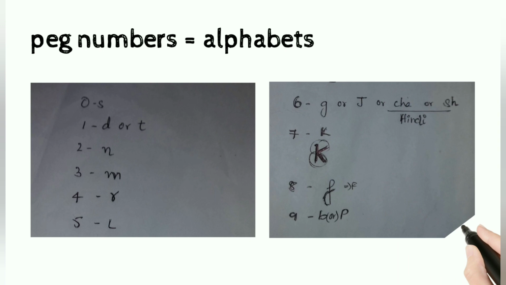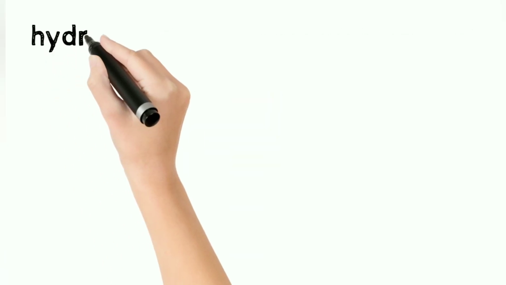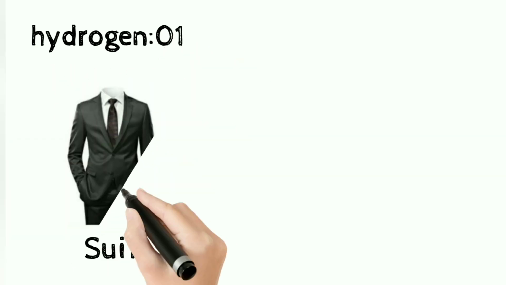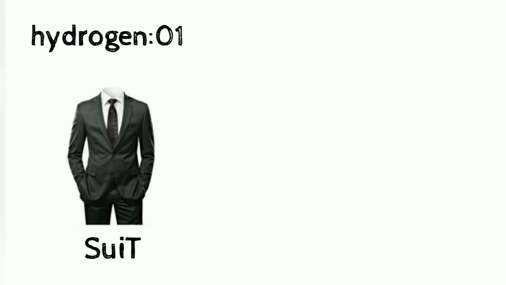These peg letters with the numbers will be used to make peg words, so that when you want to recall the element linking with the atomic number, a story comes up and you remember the element. Let's begin with atomic number 1, hydrogen. The first element, hydrogen, has an atomic number of 1. The peg word for hydrogen is suit. In this word, the S corresponds to 0 and T, the standing letter, is 1.